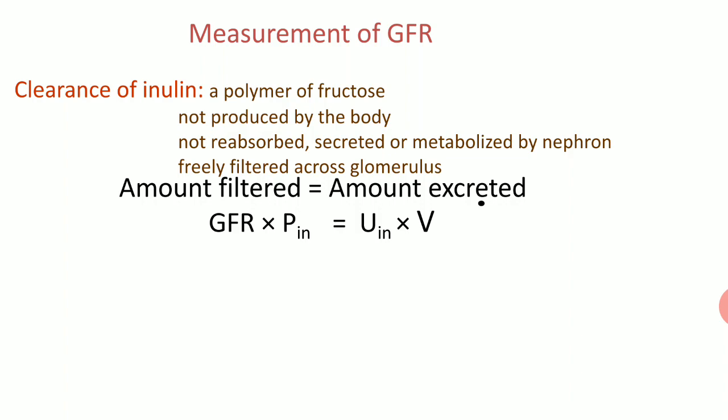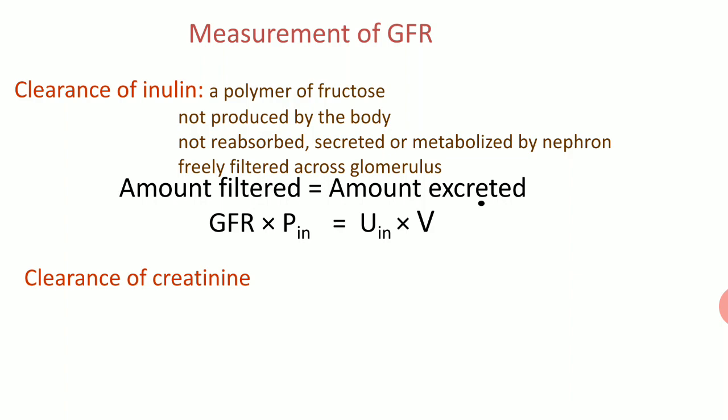So by this formula, GFR will be UV upon P. This formula we should be familiar with, and how this formula is derived, that concept we should know. So GFR is UV upon P, where U is the urinary inulin concentration and P is the plasma inulin concentration.